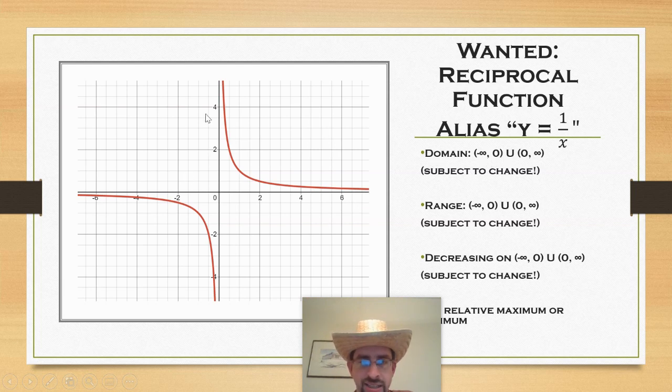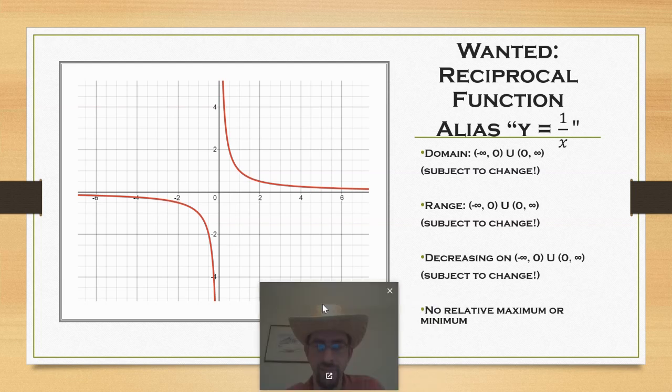Domain is everything except for 0. What happens? It avoids that origin like the plague. Range also avoids the origin, avoids y equals 0 as a possible value. Decreases everywhere except for at 0. 0 is not in its domain. No relative maximum or minimum.